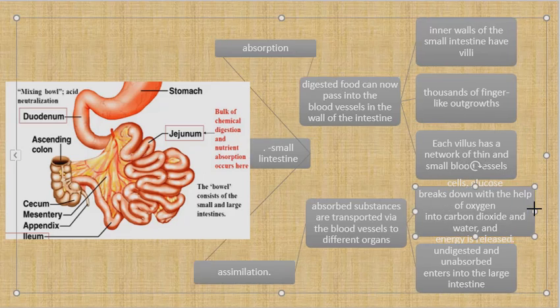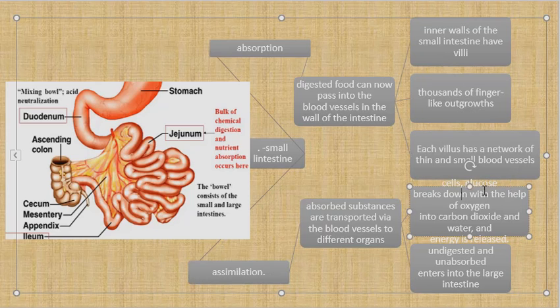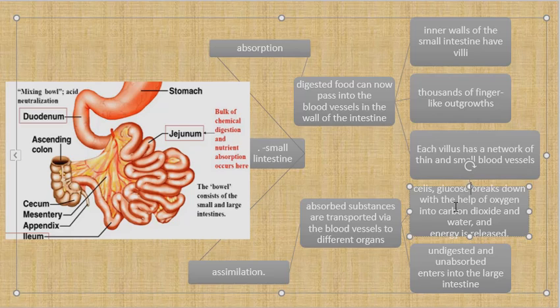And then what happens is the glucose is broken down when absorbed. Glucose breaks down with the help of oxygen and carbon dioxide.